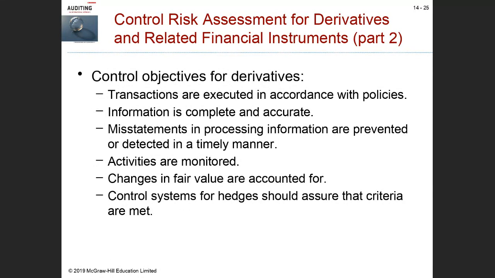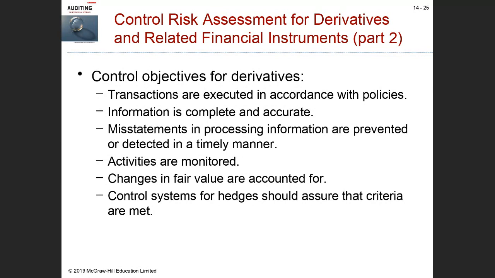Okay, so what are we looking for with respect to assessing whether these controls that we put in place are working or not? So this is referred to as the objectives of internal control. On the first point, we want to make sure that transactions entered into with respect to derivatives are executed in accordance with company policies. We want to make sure that information is complete and accurate. That could be in reports, right? Going to the board of directors. Is it complete? Is it accurate?